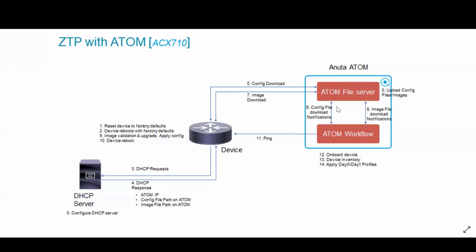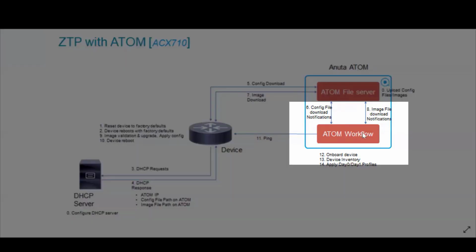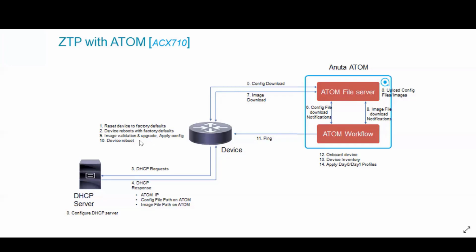You can see here the config file download notification. Once this notification is sent, we next start with the image download. Once the image download is done, again a notification is sent. Once all this process is finished, the next step is to validate the image, upgrade, and apply the configuration, and the device goes for a reboot.